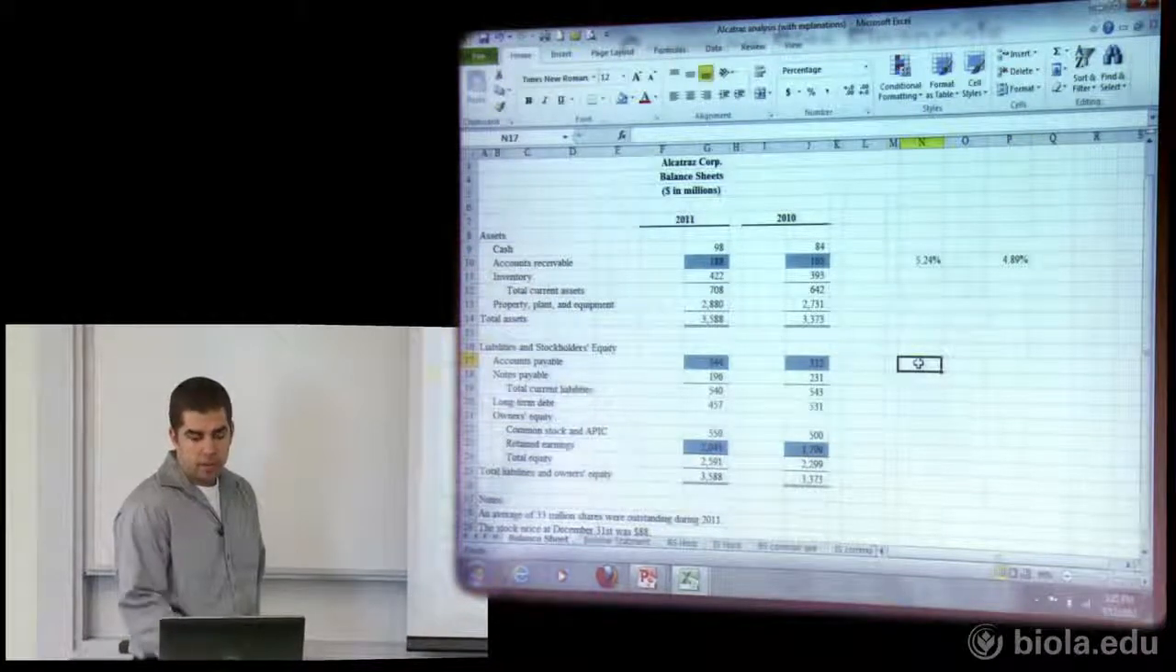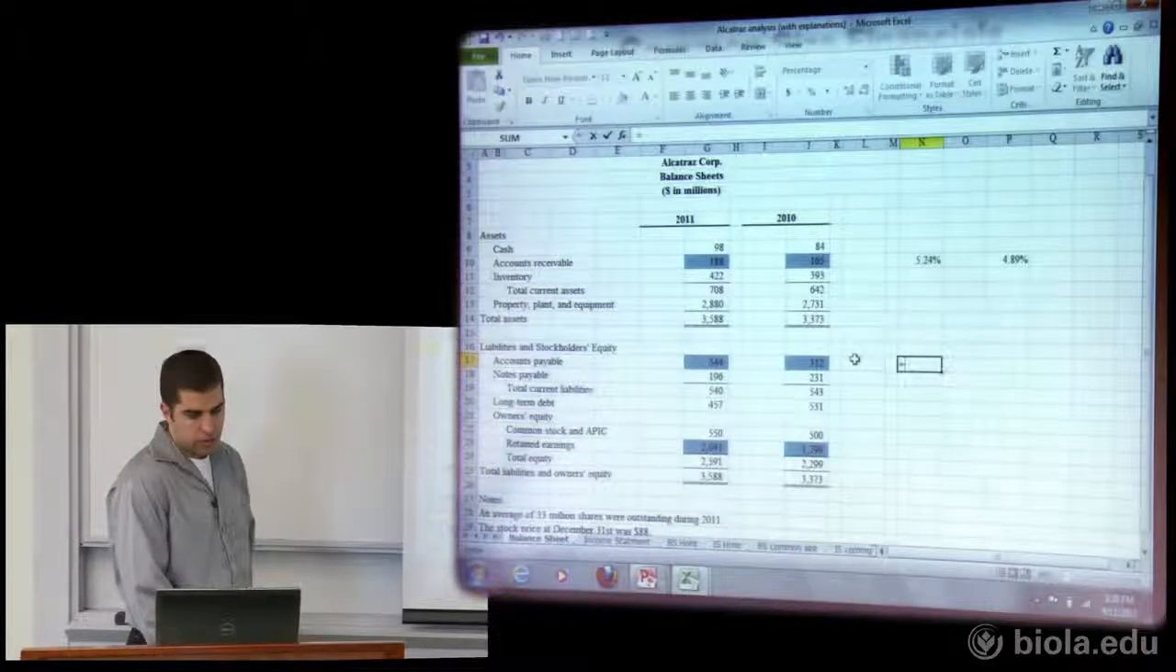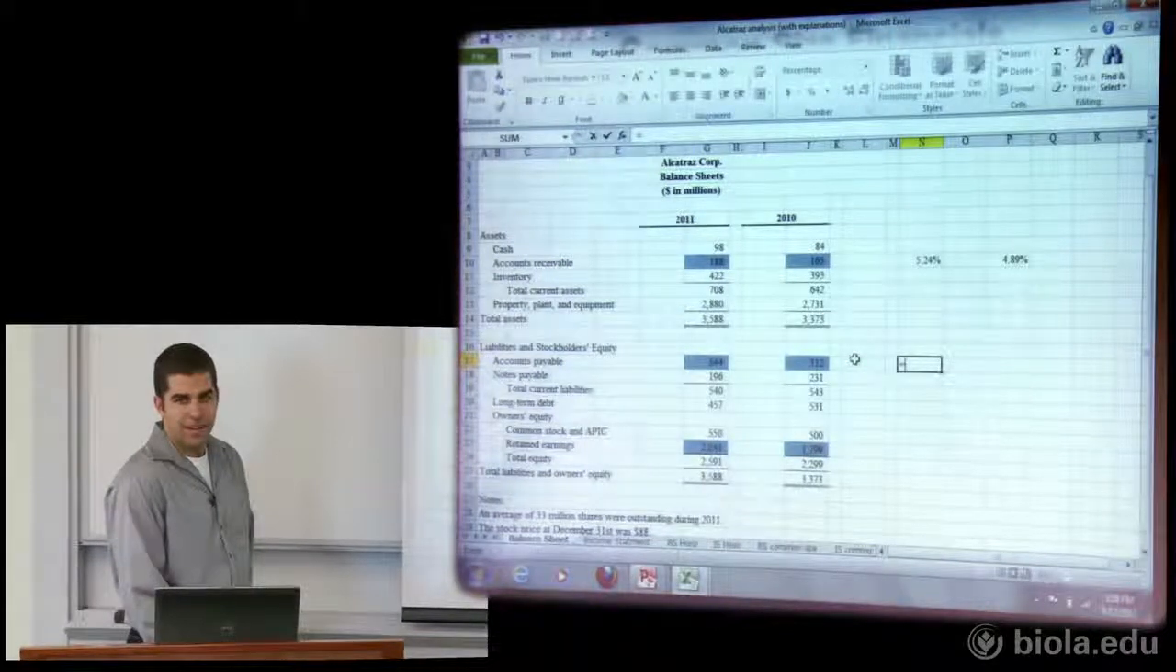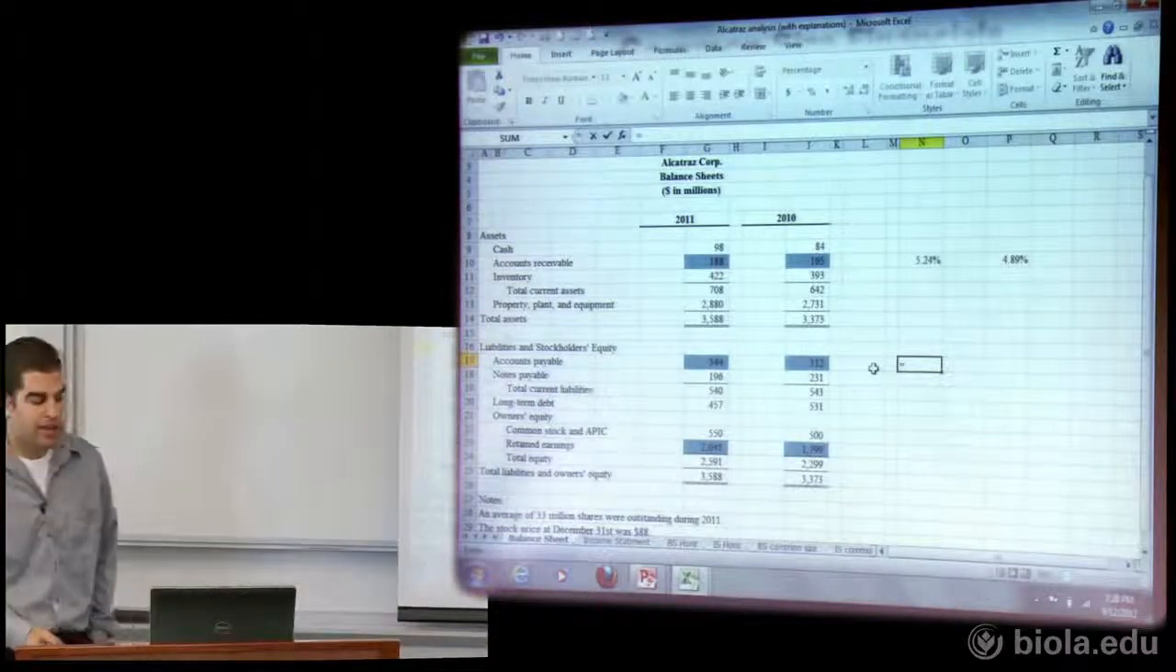What about these right here? Bob, you want to take a stab at accounts payable? Yes, can I use my phone as a calculator? Sure. Chris, what do you get for accounts payable here?